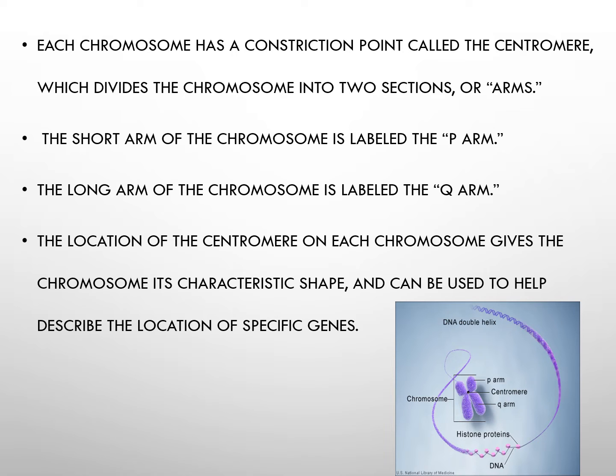And the location of the centromere on each chromosome gives the chromosome its characteristic shape and can be used to help describe the location of specific genes.